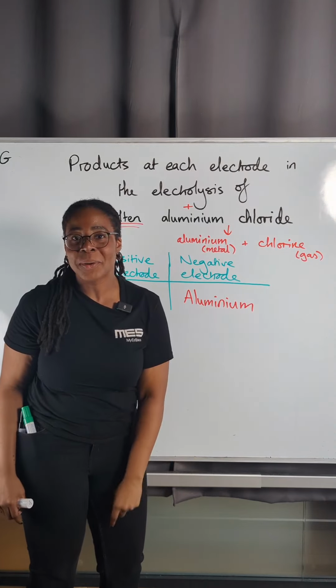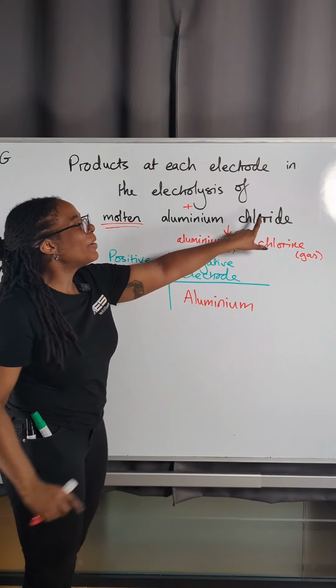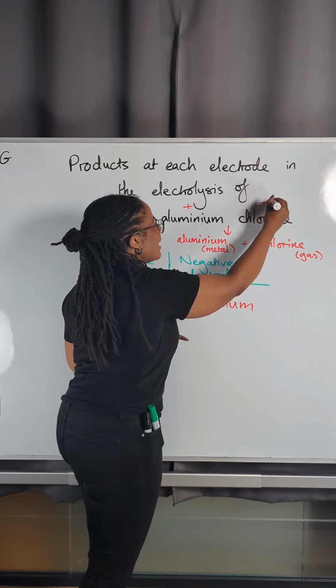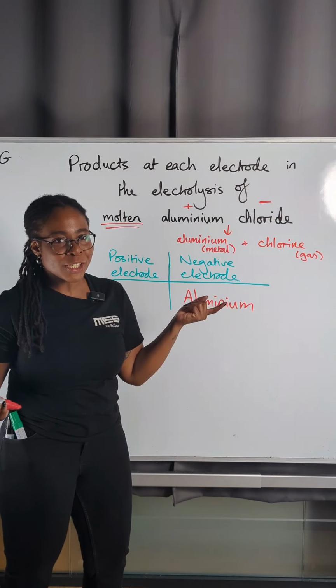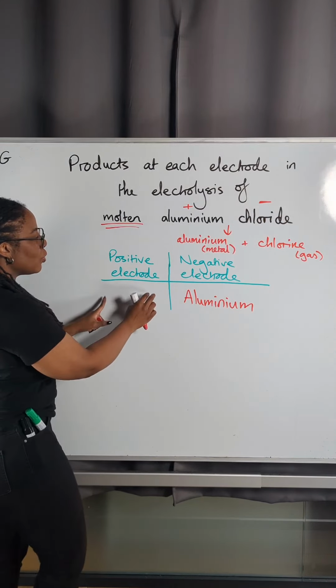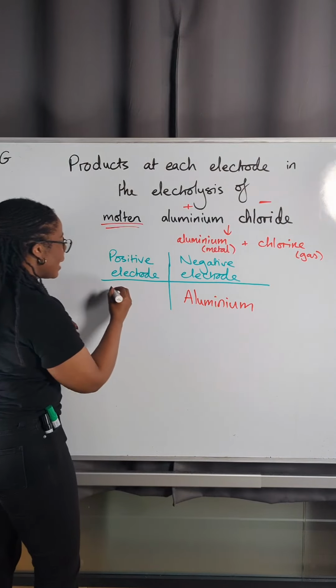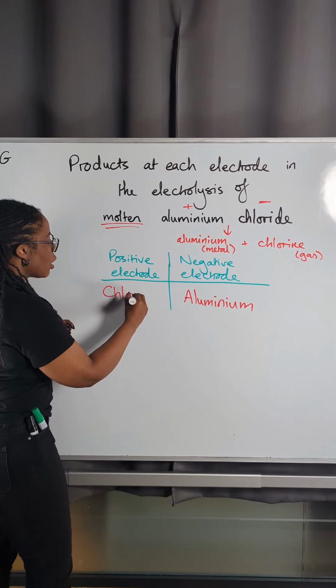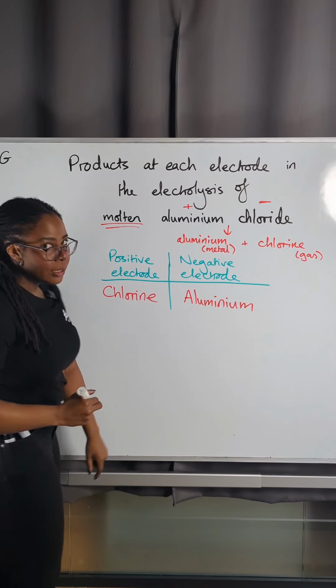And then the other one's the other one, and we're done. But just to be clear, our non-metal ion is going to be the negative one because opposites attract. That's what's going to be attracted to the positive electrode. So formed at our positive electrode is going to be chlorine gas.